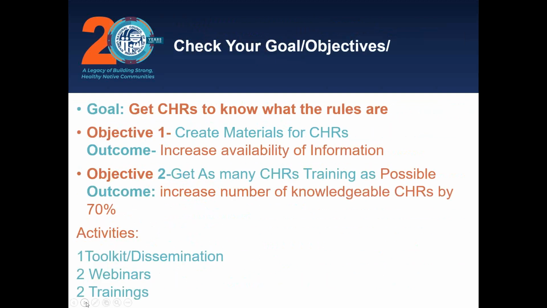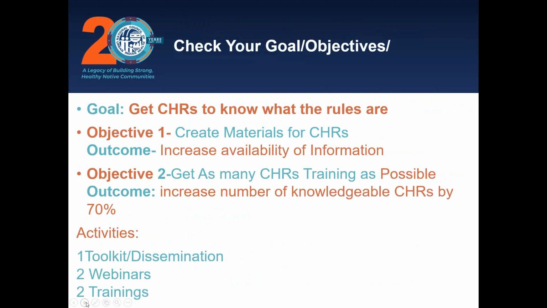Next one is check, when you're doing your budget, check your goal and your objectives. In this case, for the RFA, and we're going back to our example, the goal is to get CHRs, or community health representatives, to know what the rules are of this legislation. I have put this as a suggestion. The objective that we want to do under what we're going to do, which is trainings, is create the material for the CHRs first. What is the outcome that we will be looking at?